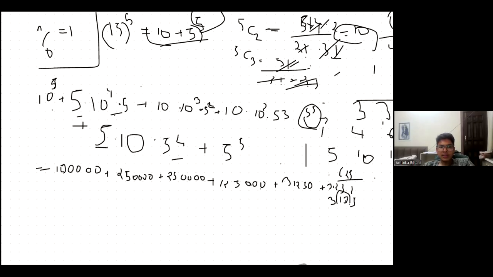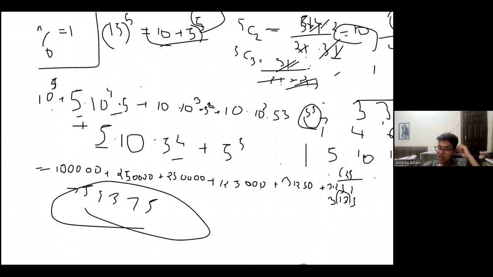So the answer I get is 759375. That is what I got with my expansion of binomial. Let's check the real answer. It was 15 to the power of 5. So 225 into 25 into 15. Yeah, so you've got the right answer, and that is how you expand with the help of binomial.